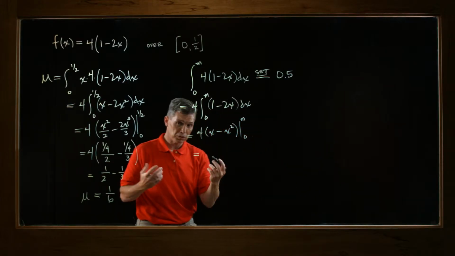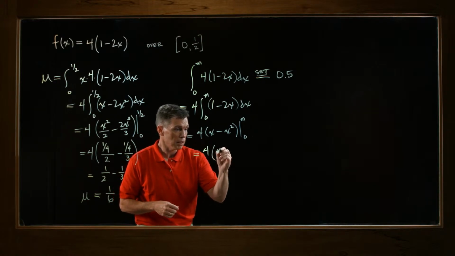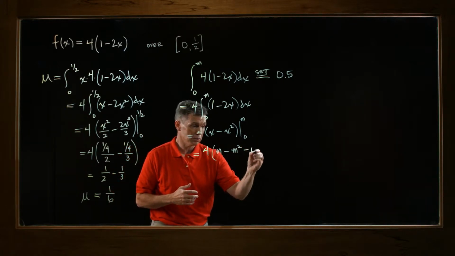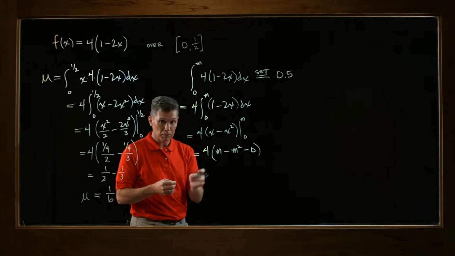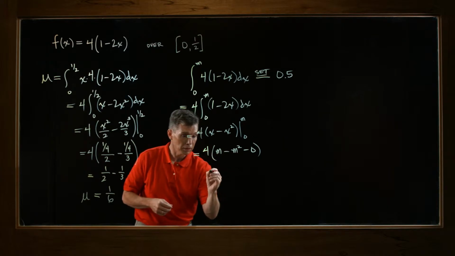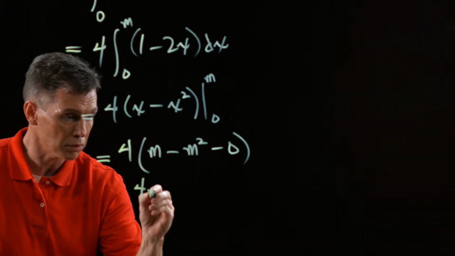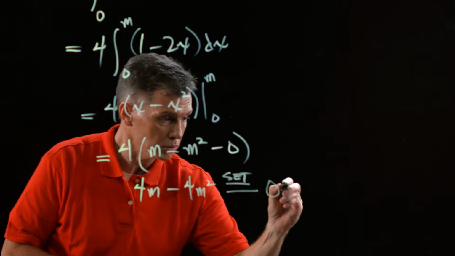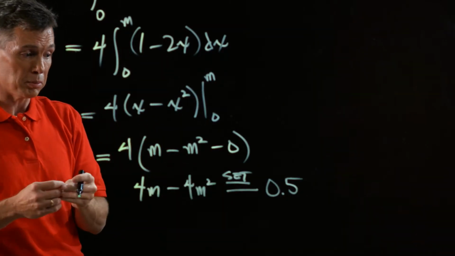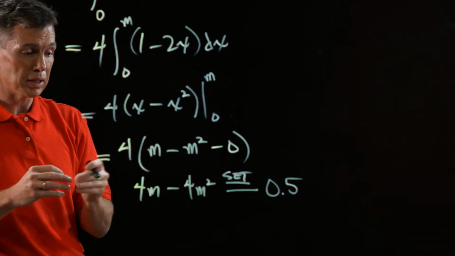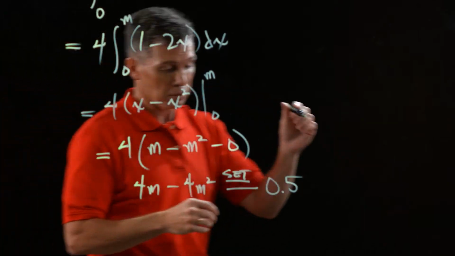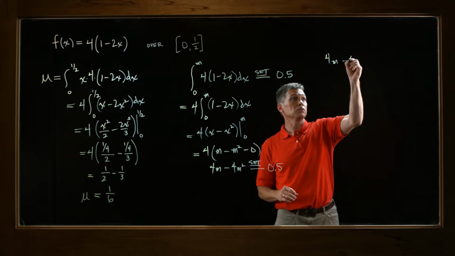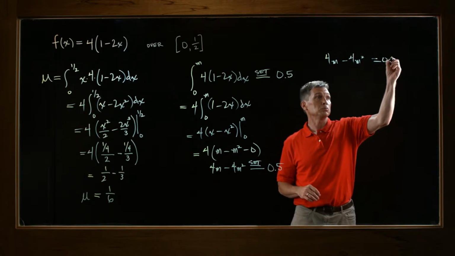Now we'll evaluate using the fundamental theorem of calculus for m minus m squared. Put in that lower limit of 0, but again that subtracts out to 0. And that's our result for the integral, but it has that m in it. That's what we need to solve for. So I take this expression and push the 4 through. I don't need the 0. And that's what I need to set equal to 0.5. That's the equation I mentioned that we're going to solve now for m. Solving that for m then gives us our median. So let me come up here and solve for m from this equation, 4m minus 4m squared equals 0.5.